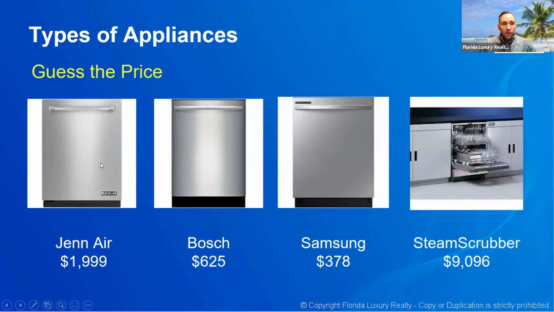Samsung, Bosch, JennAir, they're all sharing components, but JennAir has a perception of being a higher end brand, so they can charge 400% more than Bosch or Samsung. There actually is another Bosch dishwasher that was like $440, but I just wanted to use some stuff for demonstration purposes. Samsung $378, steam scrubber $9,000.